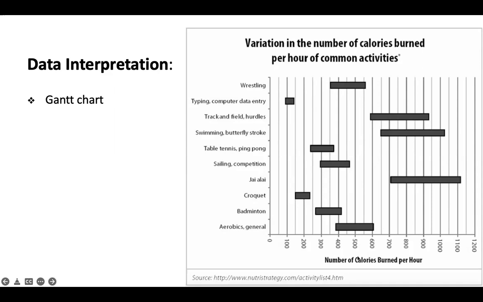And on the horizontal axis, this could be time, just like in this, we have number of calories burned per hour. If I see the wrestling, the minimum value for this will be around 350 calories burned per hour. And the maximum value is something greater than 550, for example, 560, right? And this is another type of question, but this is a very rare type of question. We will discuss this question when we move to the practice session.